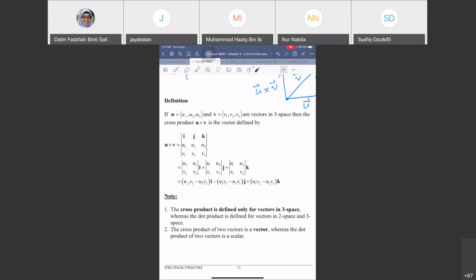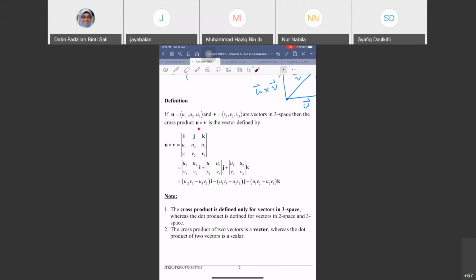actually only deals with vectors in three-dimensional space. Only three-dimensional space vectors, not two-dimensional. Because when it comes to the cross product, you will have another vector pointing. So basically, there are three vectors involved, with the same initial point. So for the cross product, it only makes sense in three-dimensional space, not in two-dimensional space.